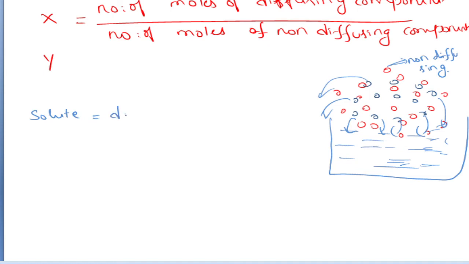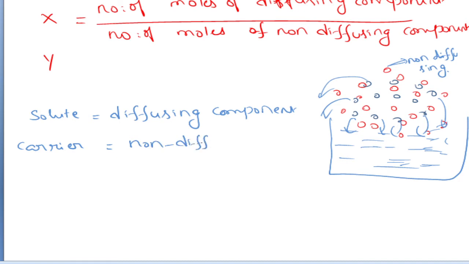That means this is the component which is being transferred from one phase to another phase, and the other component you call a carrier. They are just simply carrying the solute, they are not participating in the transfer. That is also known as non-diffusing component. So, the diffusing component is the component which is being transferred from one phase to another phase, and the non-diffusing component is the component which is not participating in the transfer.